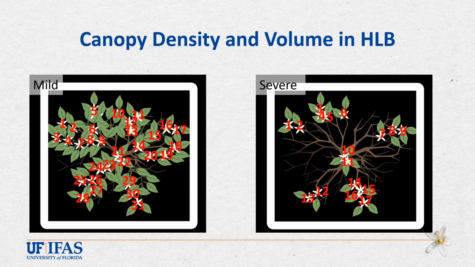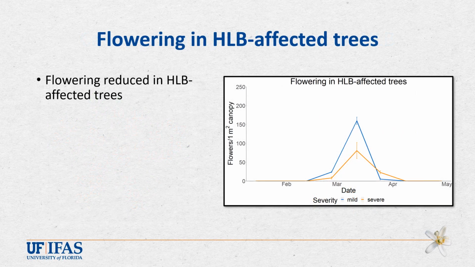Doing this in multiple places around the tree can give us a good idea of the floral intensity on a whole-tree scale. As I'm sure you could guess, the mild tree on the left will have significantly more flowers than the severe tree on the right, simply because the mild tree has a much denser canopy. You'd be correct.